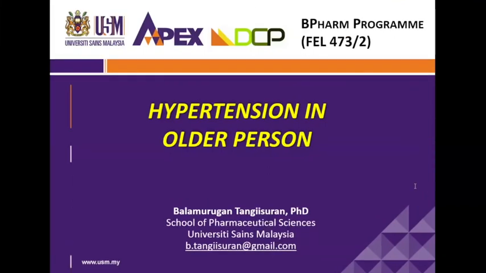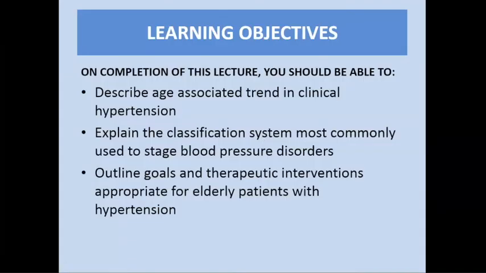Good morning. The learning objective is actually simple: to describe the age-associated trend in clinical hypertension, and then we are going to explain the classification. So basically, if I give a case of an older person having certain diseases, for example, diabetes mellitus, I want you to know how to classify their BP. I want to know what target BP goal you need to set for that particular patient. And I also want you to give a treatment regimen, for example, certain drugs in the full regimen. Okay, that is what I want from this lecture.